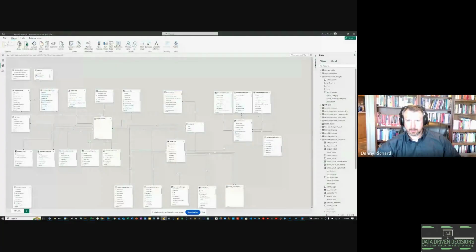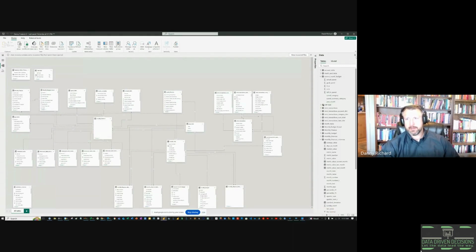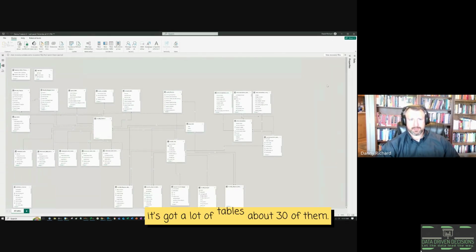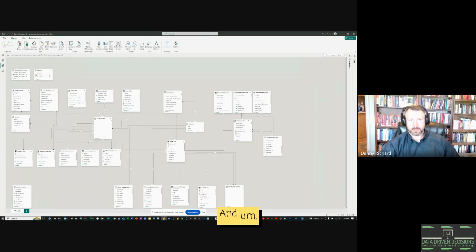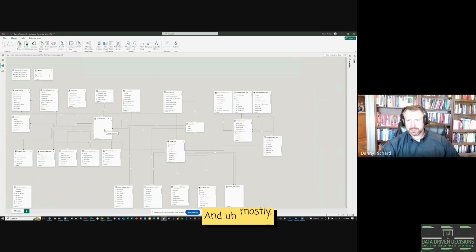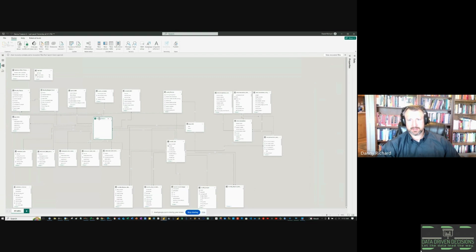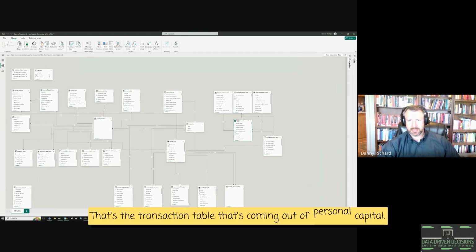Let me share it. So here's the data model in Power BI, and it's got a lot of tables, about 30 of them. It's got a lot of dim tables, a lot of long fact tables, and a lot of wide fact tables, and mostly it's a lot of the same data. The big fact tables are monthly finances, mint transactions. That's the transaction table that's coming out of personal capital.